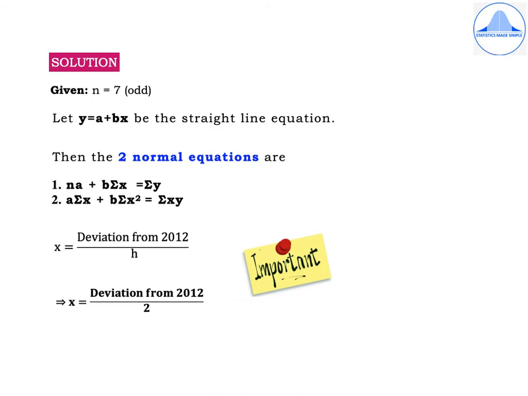So 2006 minus 2012 divided by 2 is minus 3. Similarly, 2008 minus 2012 divided by 2 is minus 2. And the remaining x values are minus 1, 0, 1, 2, 3, such that summation x is equal to 0. Then calculate x square, which is 9, 4, 1, 0, 1, 4, 9, which gives us summation x square is equal to 28, and summation xy is obtained as 21, and the xy values after calculation are minus 36, minus 20, minus 14, 0, 13, 30, and 48.